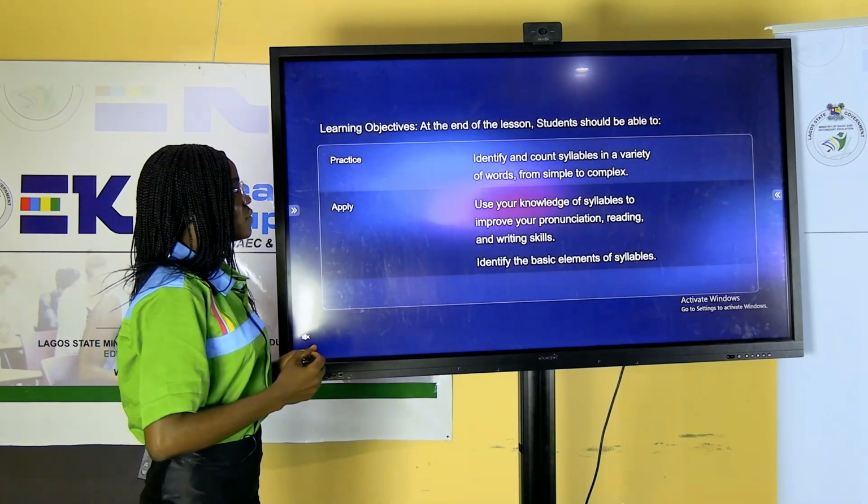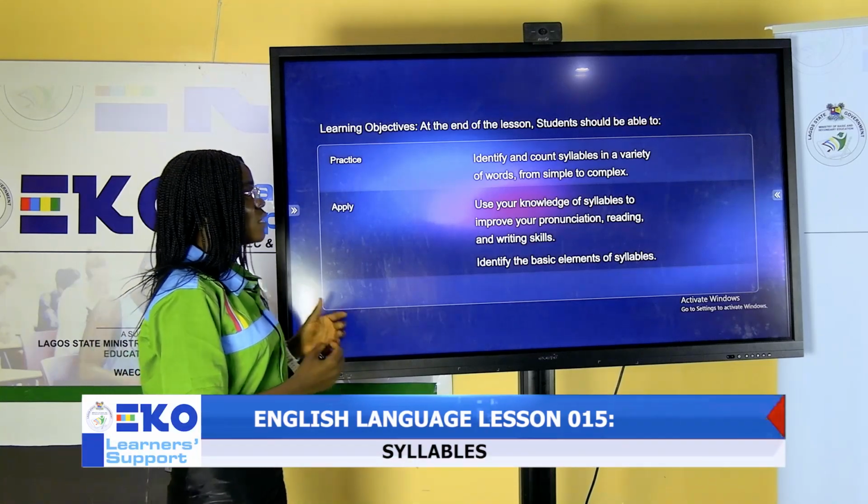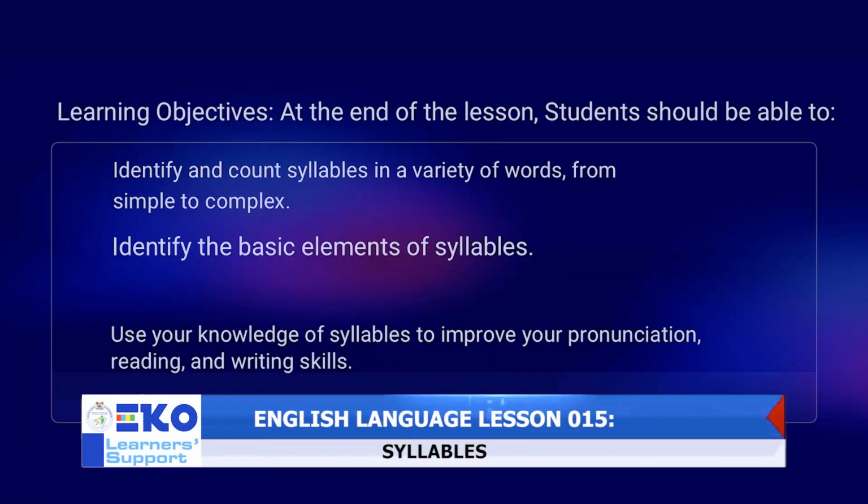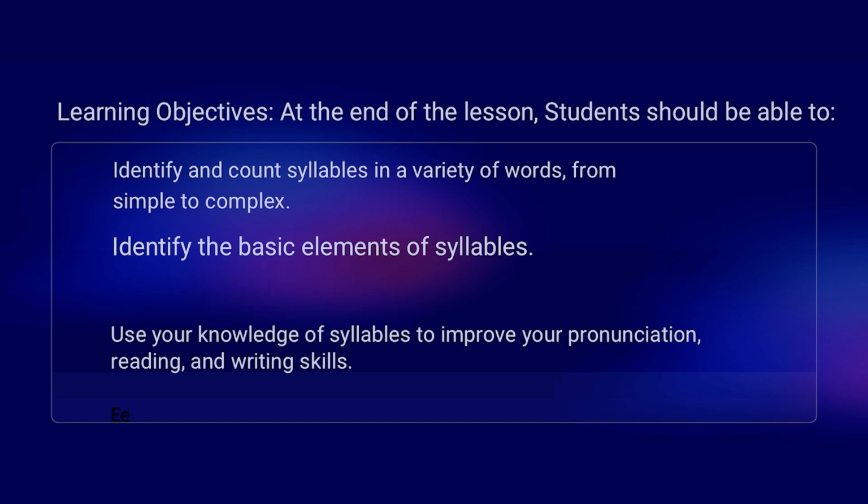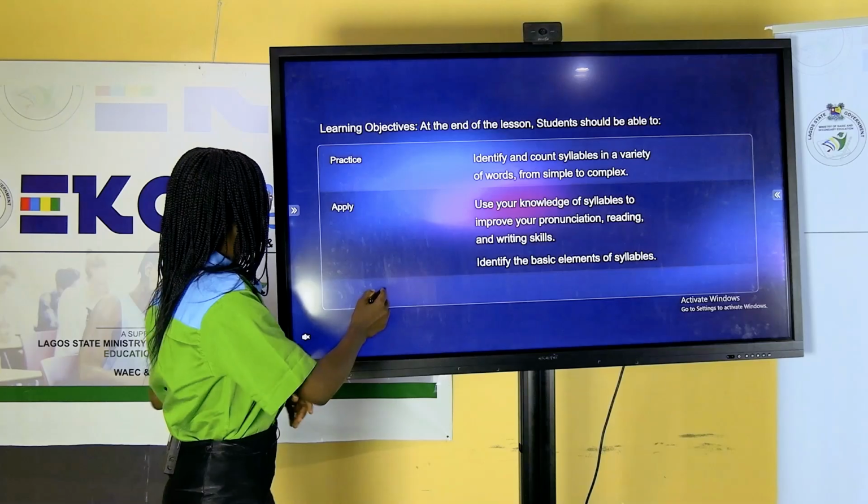Our learning objectives. At the end of the lesson, students should be able to identify and count syllables in a variety of words, from simple to complex. Use your knowledge of syllables to improve your pronunciation, reading and writing skills. Identify the basic elements of syllables.